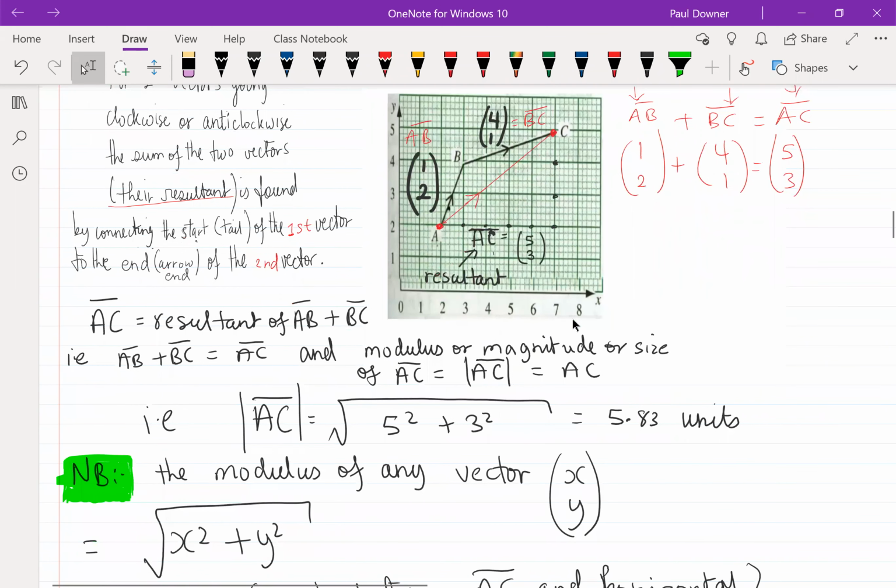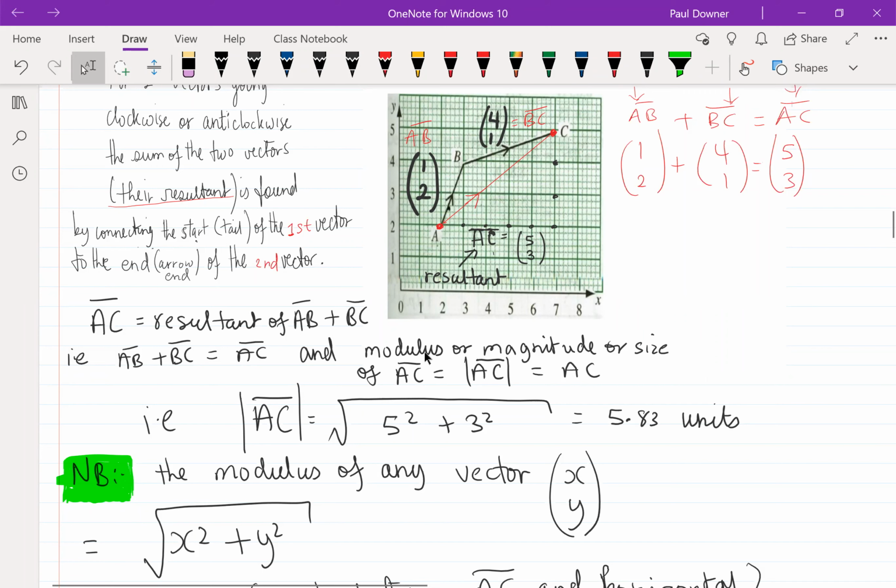Now, the vector AC is equal to the resultant of AB plus BC, as I wrote down here, and we did it up here as well. And there's something else you need to know about. It's called the modulus. Now, what does a modulus or magnitude mean? The modulus or magnitude means the size of the vector. Because remember, vectors have a magnitude or size and a direction, and this is also known as the modulus.